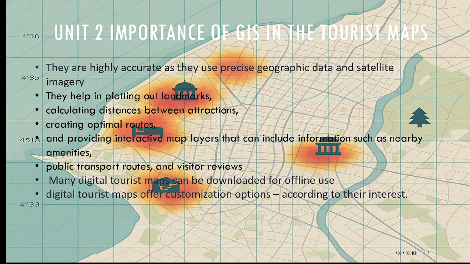A geographic information system creates the opportunity to download the map for offline use. Many digital tourist maps give the opportunity to customize the map according to their interest. These are the importance of the GIS for the tourist and the tourist map.